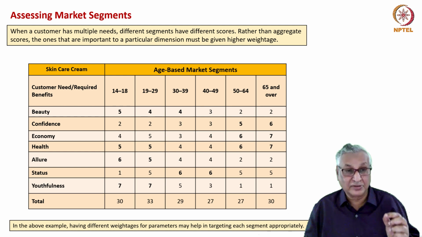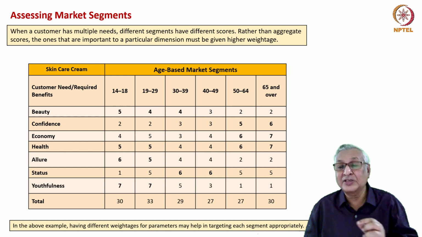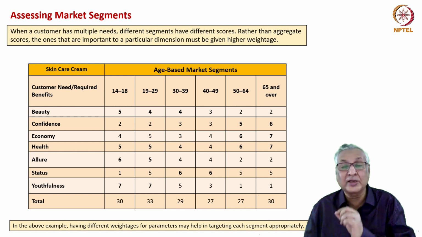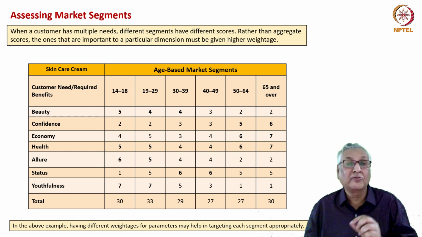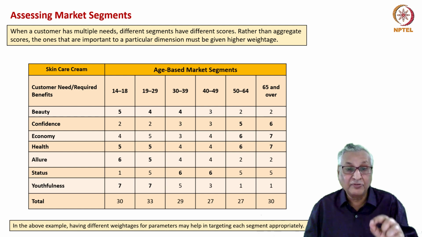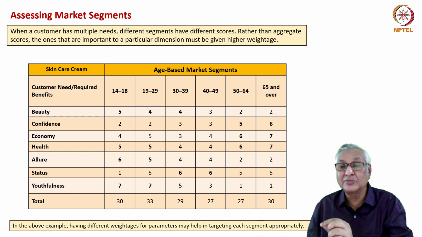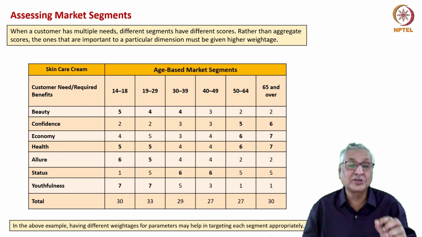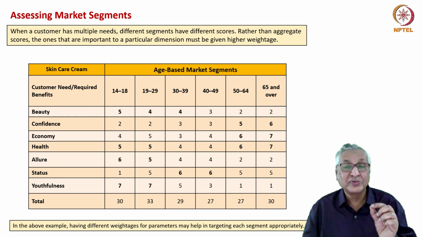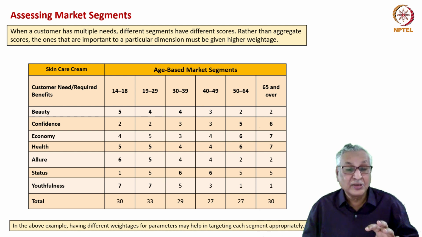For an elderly person, beauty ranks low in terms of weightage, whereas for a young person, the weightage is 5. Similarly, the health weightage is 7 in terms of 65 and over, and the score is just 5 in respect of the age based thing. So it is not the same cream.